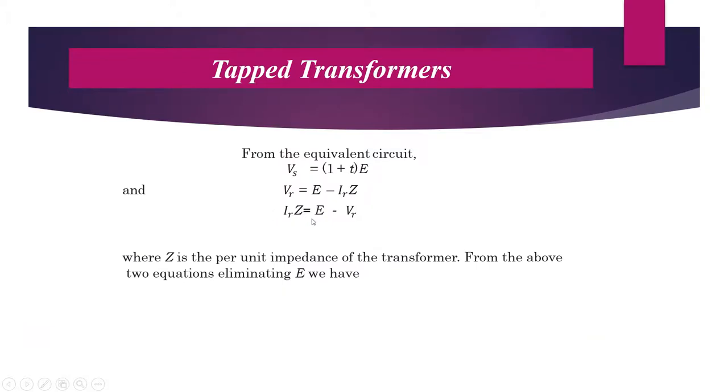So E is Vs by (1 plus T), and Ir will be equal to 1 by Z times (Vs by (1 plus T) minus Vr). Or Ir is equal to 1 by Z times (Vs minus Vr) by (1 plus T) minus T Vr by (1 plus T).